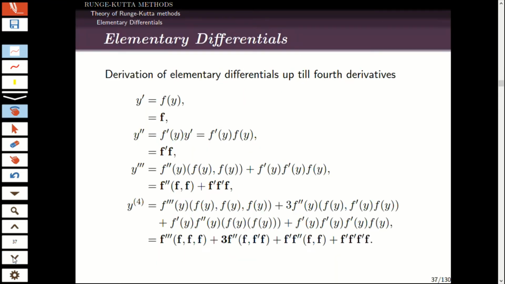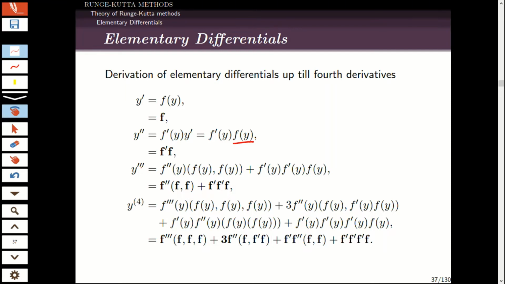Now we can also have some terms called elementary differentials. The derivation of elementary differentials up to the 4th derivatives is given by this. So if y prime is equal to f, we can write this as a bold f. Y double prime is f prime y prime, so f prime y prime is f prime f, because y prime is f.